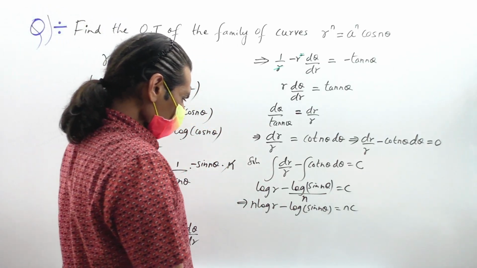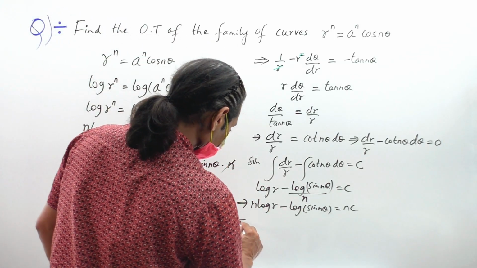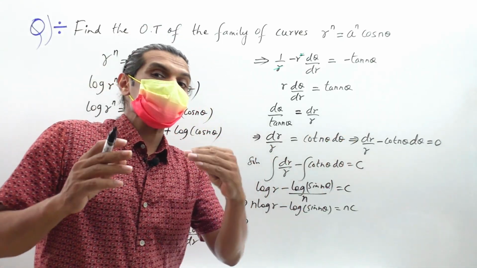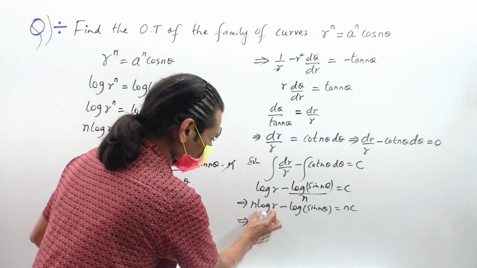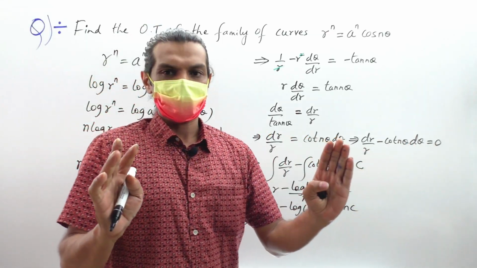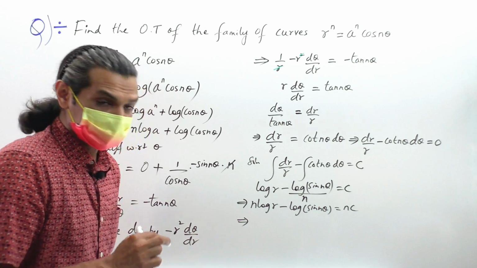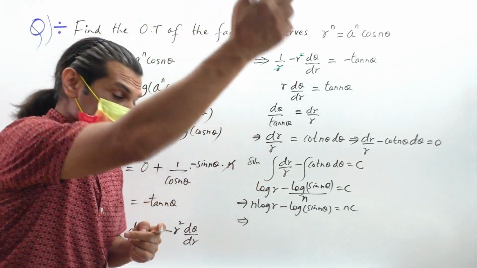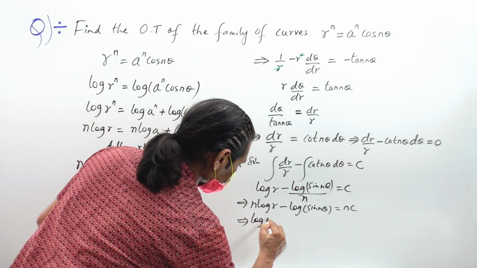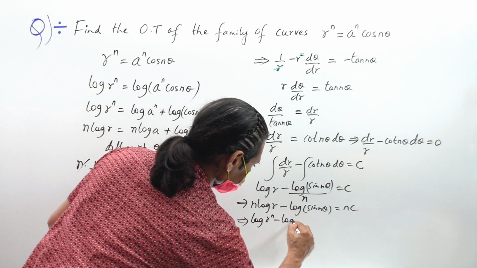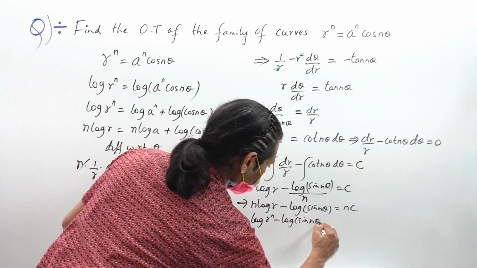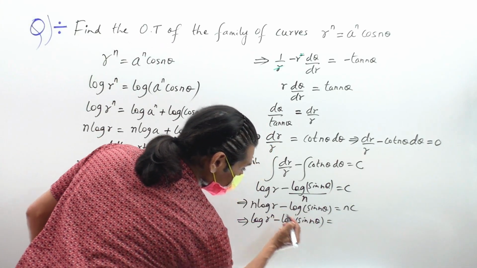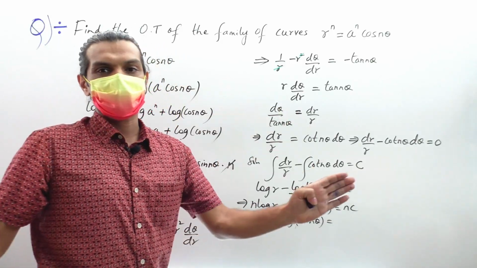Okay. Now again, I can rewrite this using the property of log a raised to k equals k log a. Because log is there, here also log. I want a single log here. Simple basics in mathematics. Log a raised to k is k log a, and k log a is log a raised to k. So we have log of r raised to n minus log of sin of n theta is equal to nc. n is a constant, c is also constant. I will take it as k, because a constant times a constant is a constant.